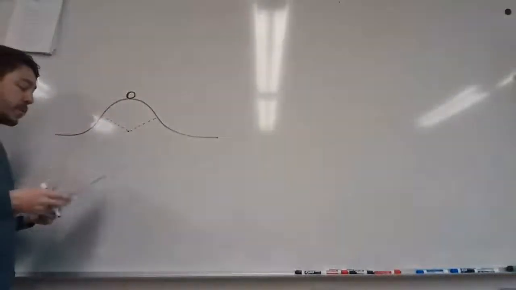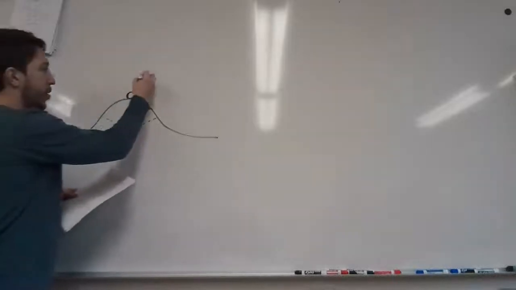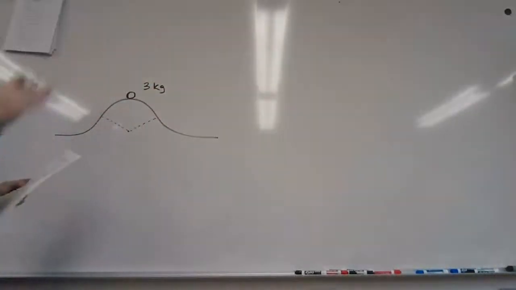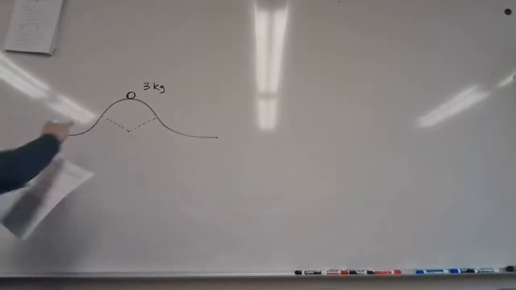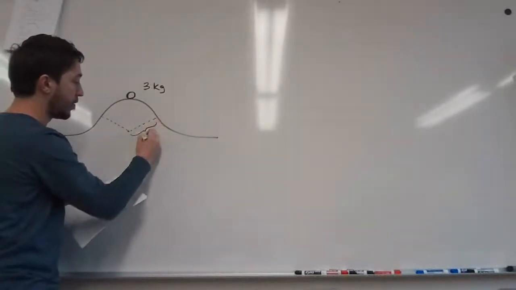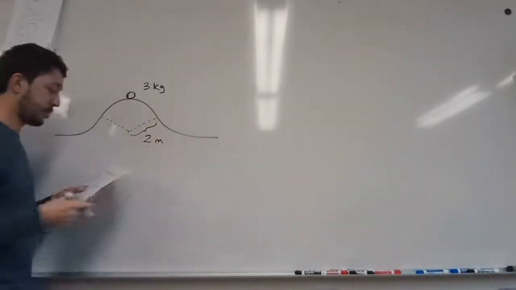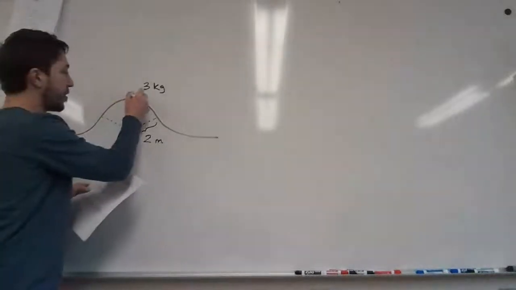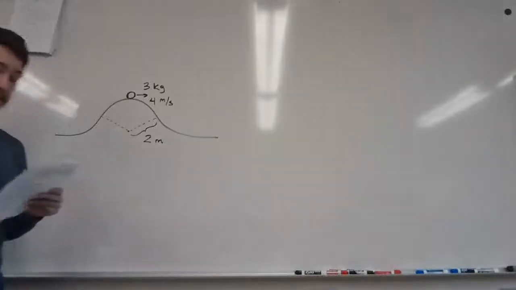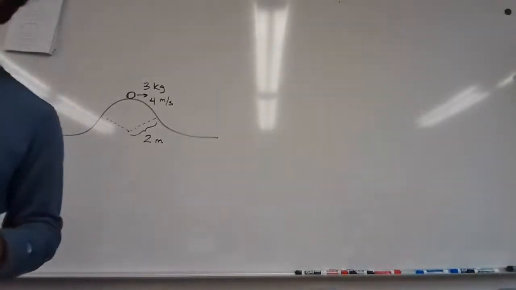I'm going to show you that here. Number 20 says there's a 3 kilogram ball, and he's sliding along a frictionless track, comes across a hump in the shape of a circular arc. So this is a circular arc with a radius of 2 meters. The ball is traveling 4 meters per second at this moment. What's the force exerted?